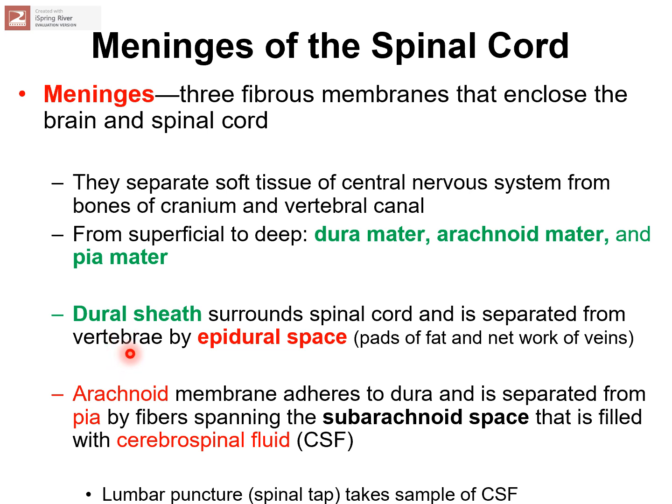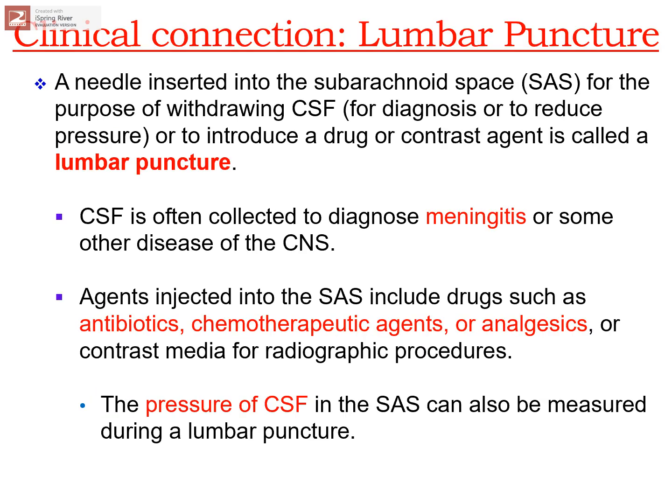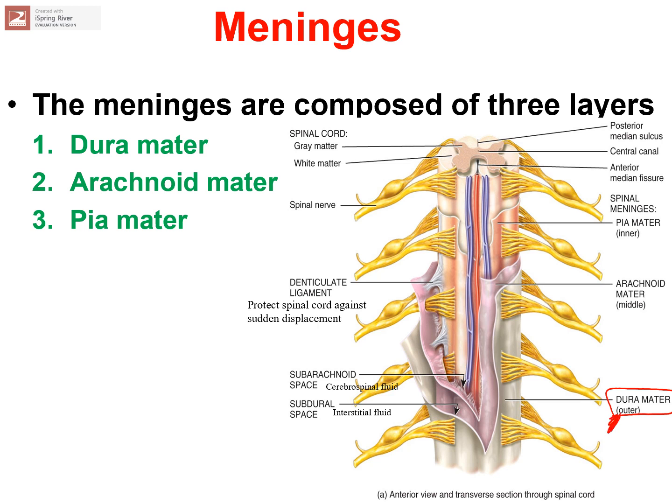And the dura mater is also continuous with the epineurium. The epineurium is the outer covering of the spinal and cranial nerve. So the dura mater is continuous with this. So here you see the dura mater, the superficial layer, and deep to the dura mater you have the arachnoid mater. Arachnoid mater means similar to spider.